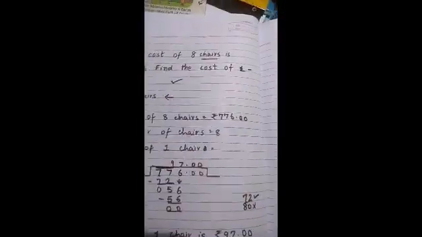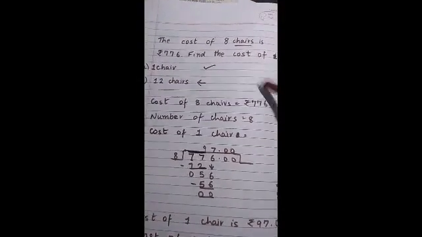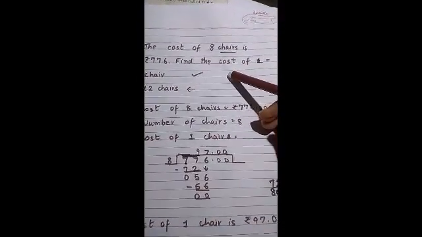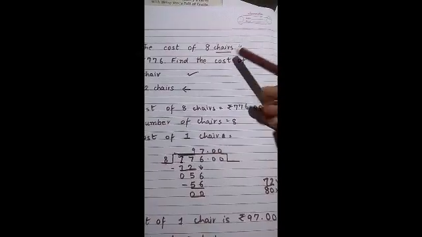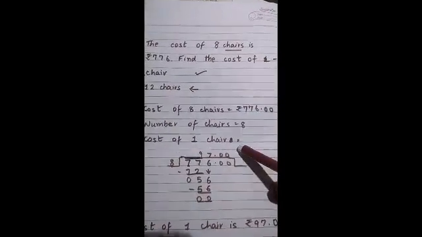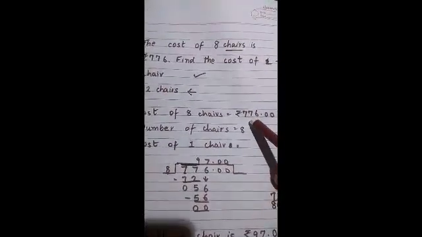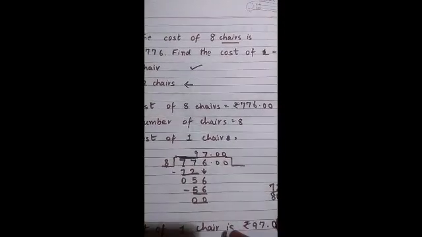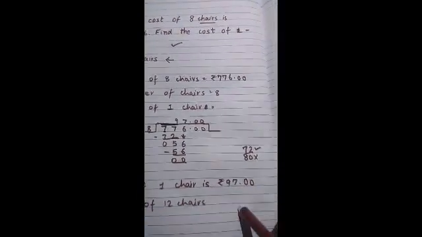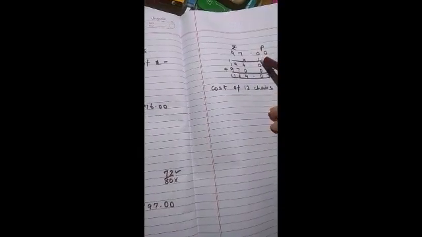See, what is the main point? The main point in this question is to understand कि आपको कितने items का cost दे रखा है. आपको multiple items का cost दे रखा है और single item का cost निकालना है. यानी बहुत सारी chairs का cost दे रखा है, single का निकालना है तो divide करेंगे. और अगर एक का cost दे रखा है और बहुत सारी 12 chairs का निकालना है तो multiply करेंगे.